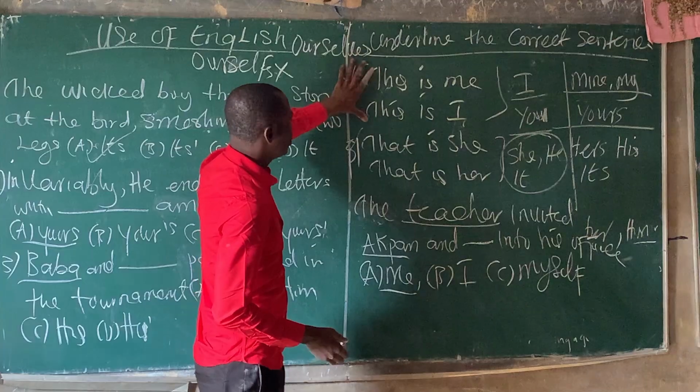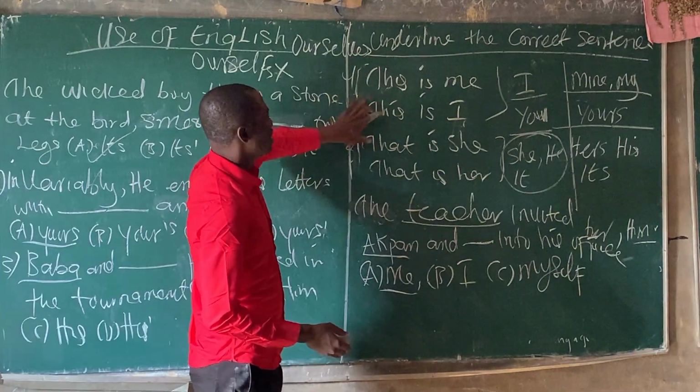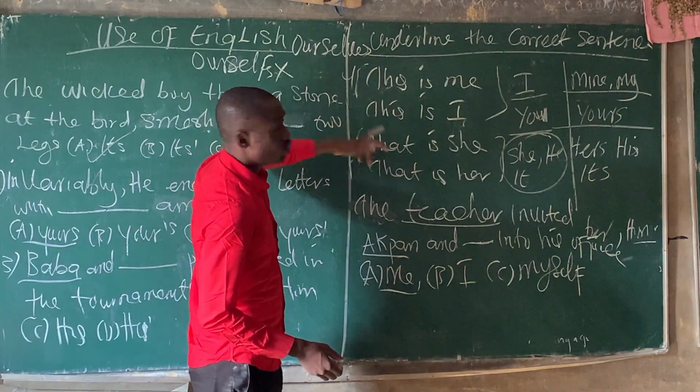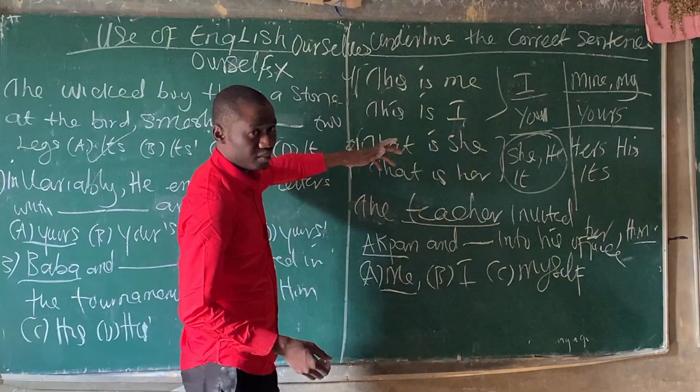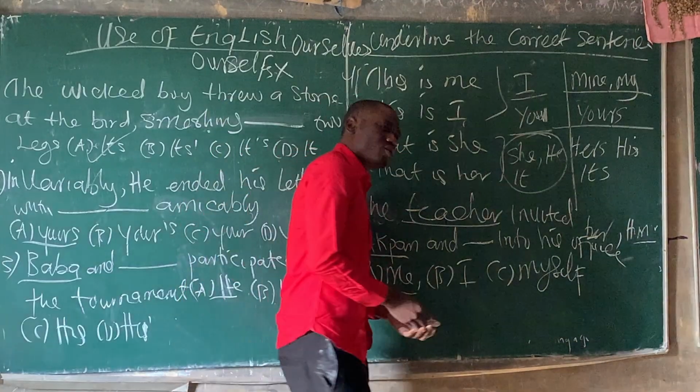Let's answer this. Which one is correct? This is me. This is I. Which one is the right one? This is me. You are wrong.